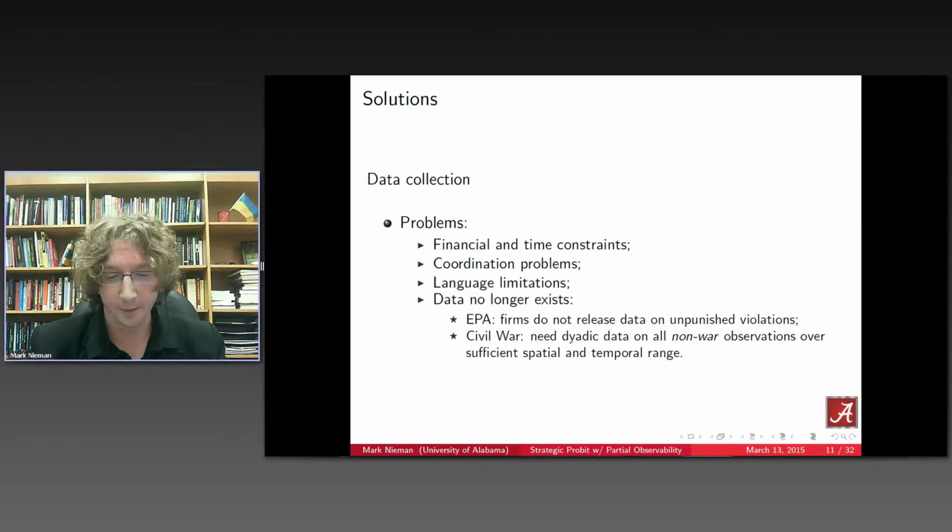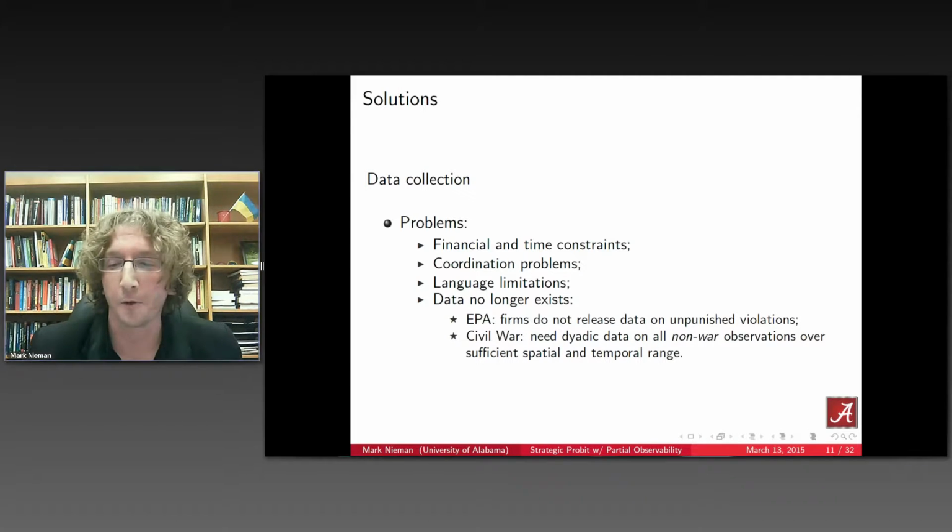The first one is that we can attempt to collect more data, which is always a good thing. Now, the problems with data collection efforts might be that we have financial and time constraints. We might not be able to get that NSF grant to hire all the RAs that we need for this effort. We might have time constraints, if we're trying to go back too far in time, this might take far too long before our tenure review. We may have coordination problems. We might think that there are people out there who can help us collect this information, but we don't know how to find them. We may have language limitations.